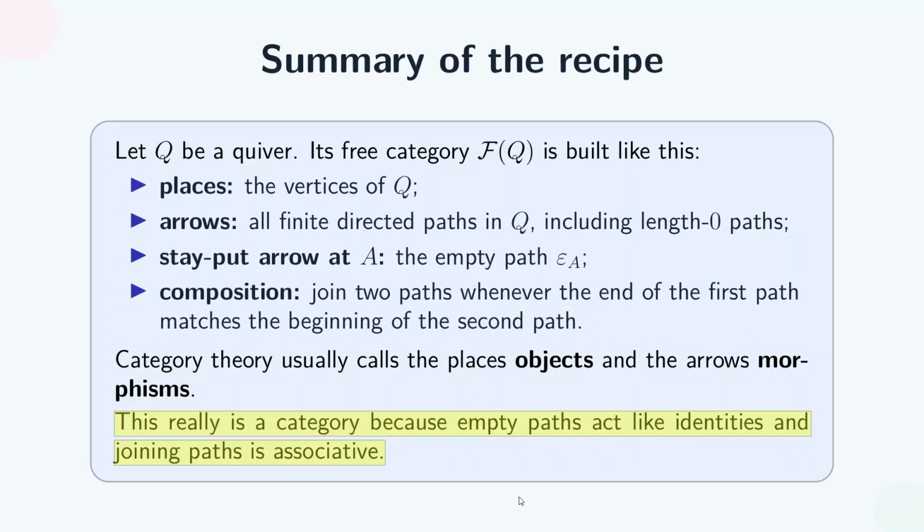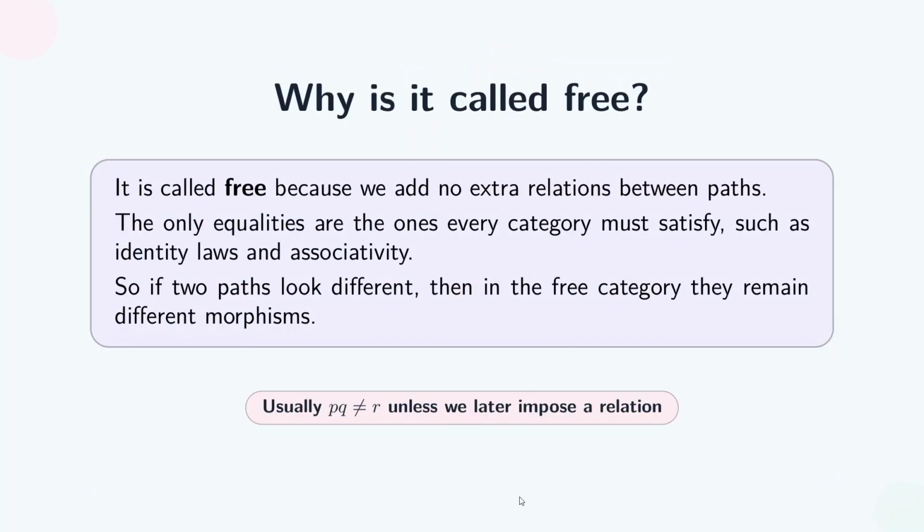Now we can finally explain the word free. Why is this construction called the free category? It is called free because we do not impose any extra relations between paths. That idea is extremely important. Suppose two paths look different. Maybe one is a single arrow, and the other is a longer route. Maybe they start and end at the same vertices but travel differently. In the free category, they remain different. We do not declare them equal unless some relation is added later.